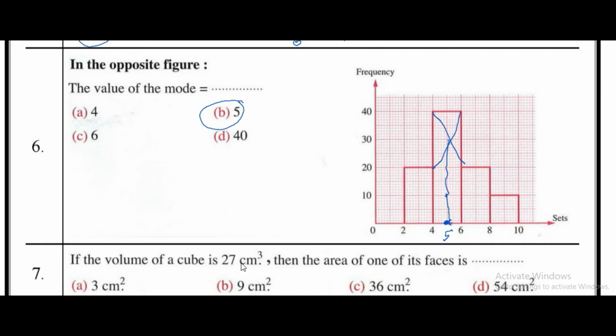The volume of the cube is 27 cubic centimeter. The volume of the cube L power 3 equals 27. Take the cubic root, L equals 3. The area of one face: side by side, 3 by 3 equals 9 square centimeter. 9 square centimeter is the area of its face.